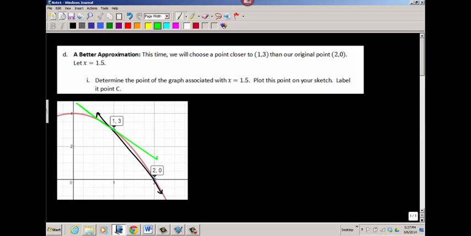Let's try to make our secant line a better approximation than what it was. Notice that this point right here, which we were calling point A, and this was point B. Instead of going from 1 all the way over to 2, let's go from 1 only to 1.5. So now I'll go up here, and we'll call this point C. Now let's erase some of the clutter here.